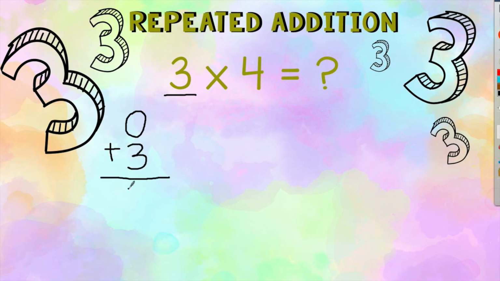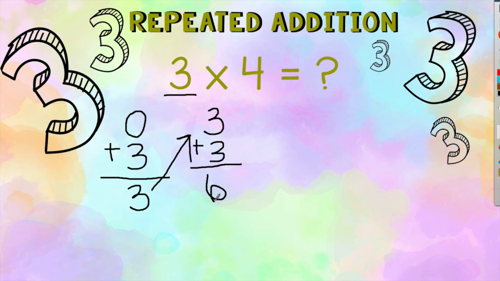0 plus 3 equals 3. Now you get this number, you bring it up, and you start it all over again. So 3 plus 3 equals 6. Grab that 6, bring it up. 6 plus 3 equals 9. Now we're going to bring this number up one more time because this will be my fourth problem.